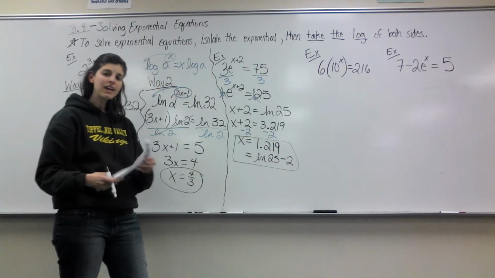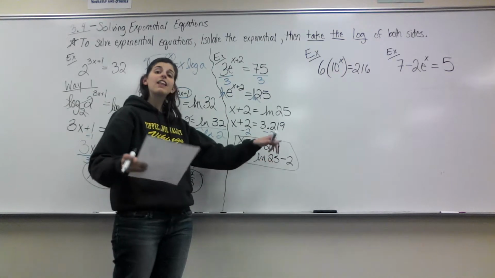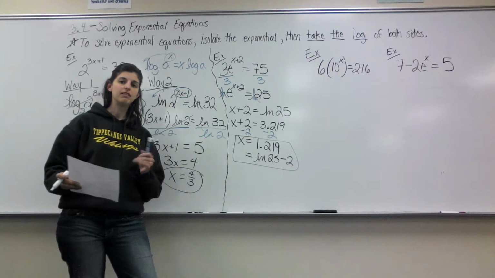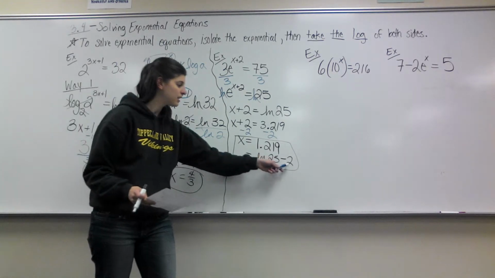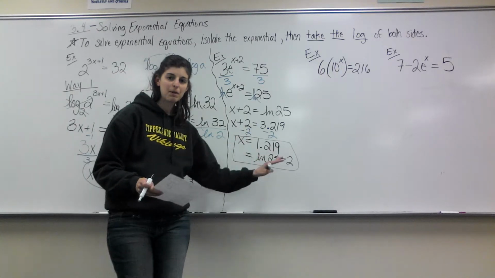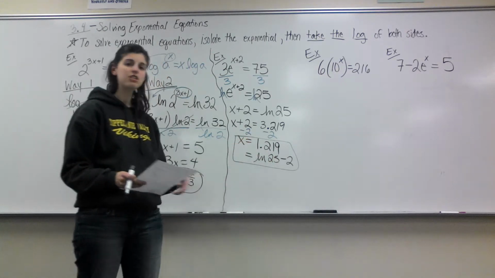By the way, natural log of 25, then minus 2 is not the same thing as natural log of 23, of course. And you can't put this subtraction inside or anything else that you might creatively come up with there. You have to leave it as one of these two answers.